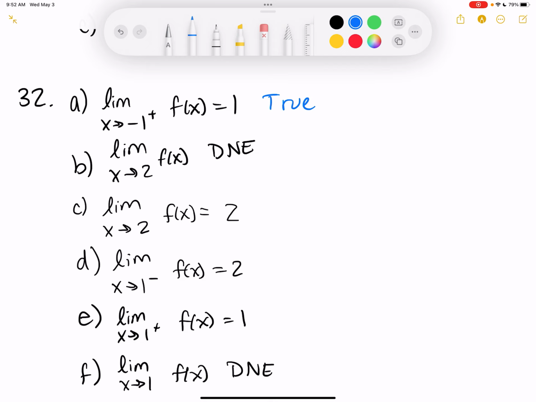I have no idea. It's false. Why would it be false? If you look at the limit as x approaches 2 from the left, it's equal to 1. If you look at the limit as x approaches 2 from the right, it's also equal to 1. They're equal, so the limit does exist.